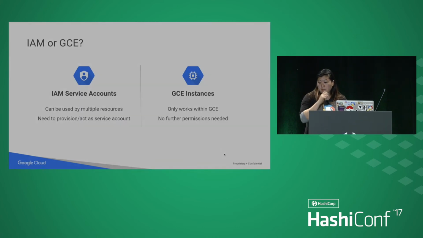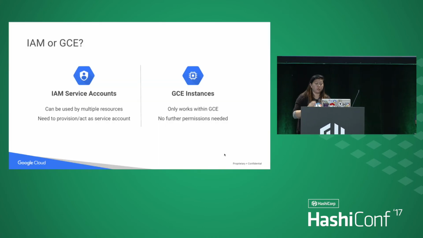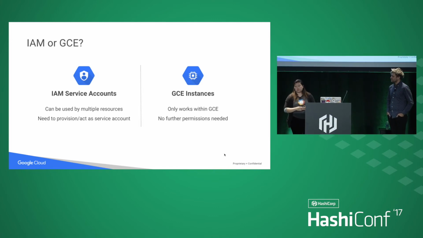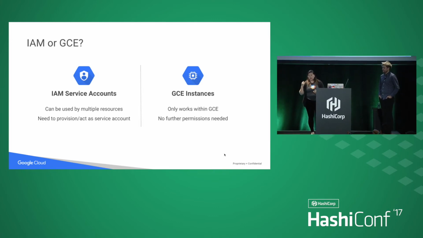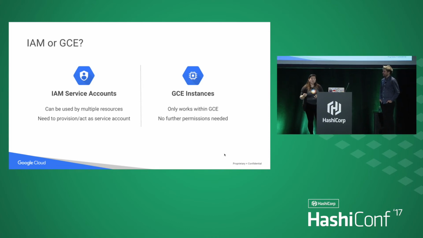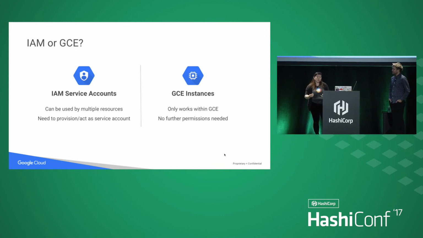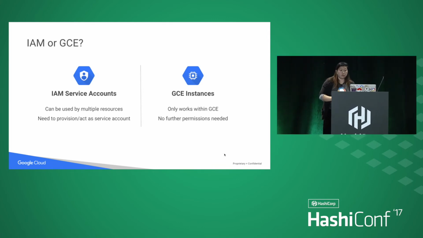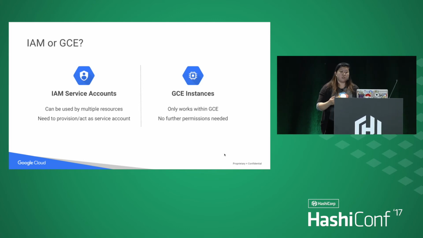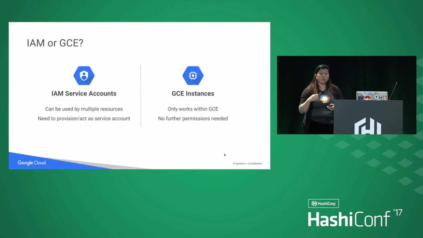But I'll talk a little more about why you would want to use one over the other first. IAM or GCE. IAM can be used by multiple resources, so you don't need a VM to run it within, whereas GCE only works within an instance. On the other hand, you don't need further permissions to allow a GCE instance to authenticate, where you would need either the service account or a separate actor to have permissions to sign a JOT. Or you would need to give it the credentials file and have it sign the JOT using that private key.